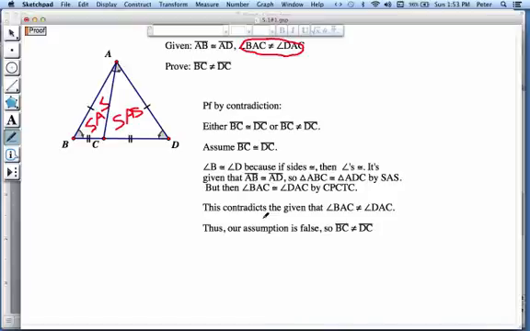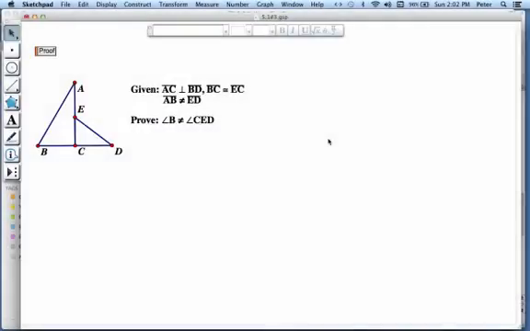And segment BC must not be congruent to DC. Since there's only two possibilities, and we showed a contradiction when we made this assumption, the opposite is true. Okay, let's take a look at one more example, and then you can get started on the homework tomorrow in class. Okay, our second example is number 3 in section 5.1.